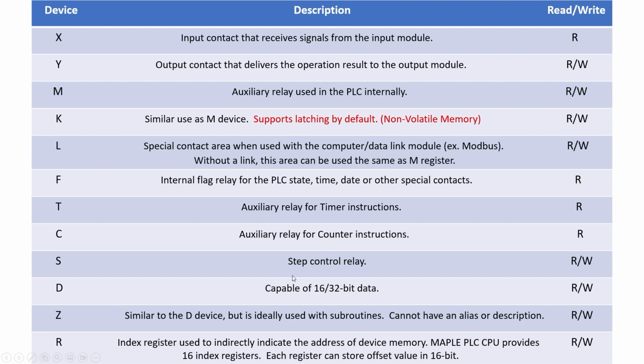The D register is a word and a double word, so between 16 and 32 bits. The Z, it's a backup for the D registers, so it's similar to a D device, but it's ideally used with subroutines. It cannot have an alias or description. And R is the indirect addressing register. This allows you to target multiple registers and also one register. So we have the memory of a bit device, which is X, Y, M, K, L, versus a word, which is T, C, and D. And these are all the memory registers in the MapleLogic programming software.